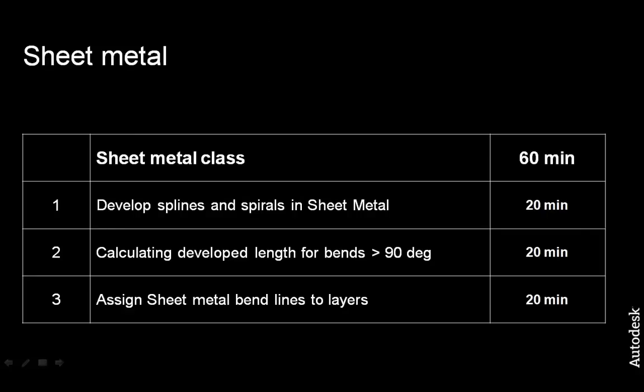Here is the content of the sheet metal class. We will touch upon three subjects: how to develop spiral shaped sheet metal parts, how to calculate or reverse engineer the developed length of the sheet metal bends when the bends are larger than 90 degrees, and how to assign sheet metal bend lines to layers is the third topic.